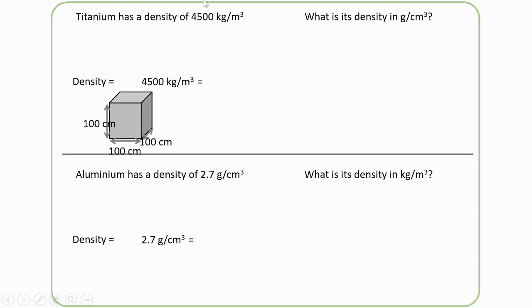Here we've got titanium, which has a density of 4,500 kilograms per meters cubed. What is this density in grams per centimeters cubed? So we're going to have to convert the measurement of mass, currently in kilograms, up to grams, and the measurement in meters cubed to centimeters cubed. Our start point would be to think, well, how many grams in a kilogram? We should know there are 1,000 grams in a kilogram, so we're going to have to convert that up.